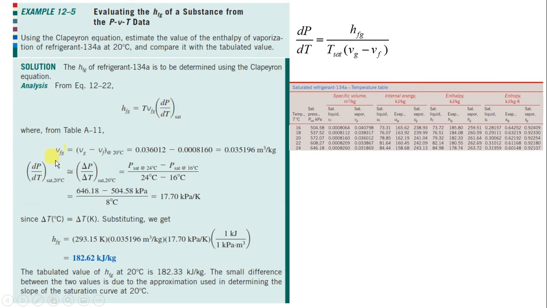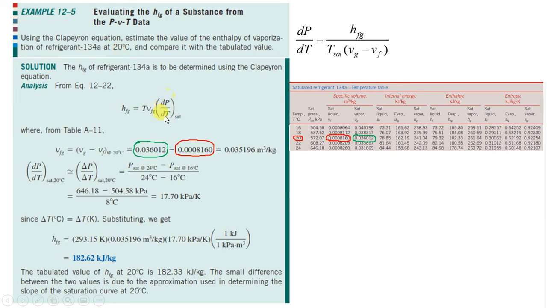Now what is Vfg? What is the temperature given? 20. So it will be Vg minus Vf at 20. If you see over here, at 20 degrees Celsius, this is the value of Vg from the table, 0.036012, and the Vf value is this one. So you will get Vfg at 20 degrees Celsius. Now in this equation we have calculated Vfg. Tsat is 20 plus 273, that we know.